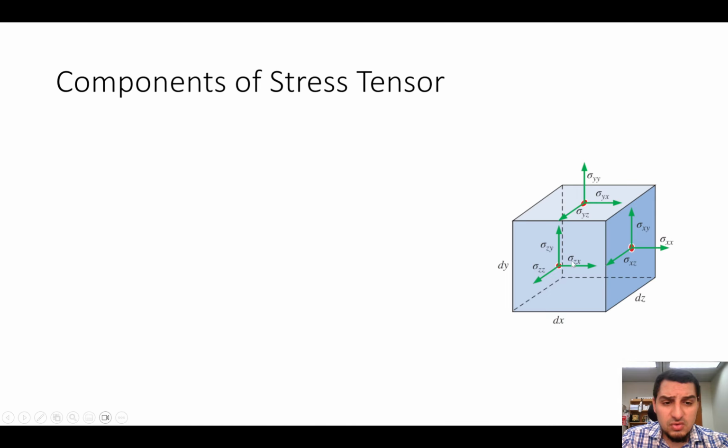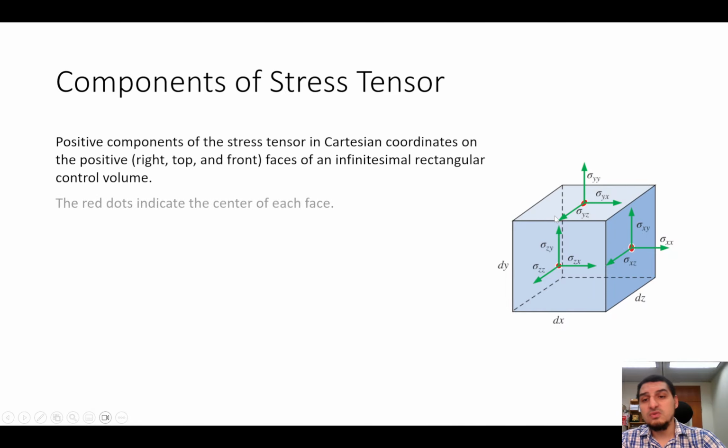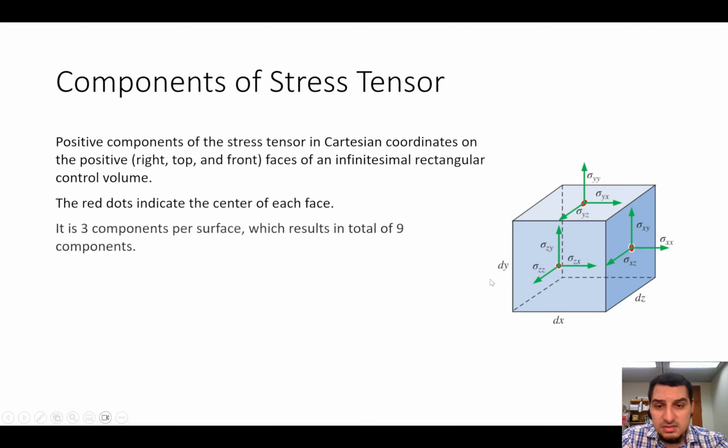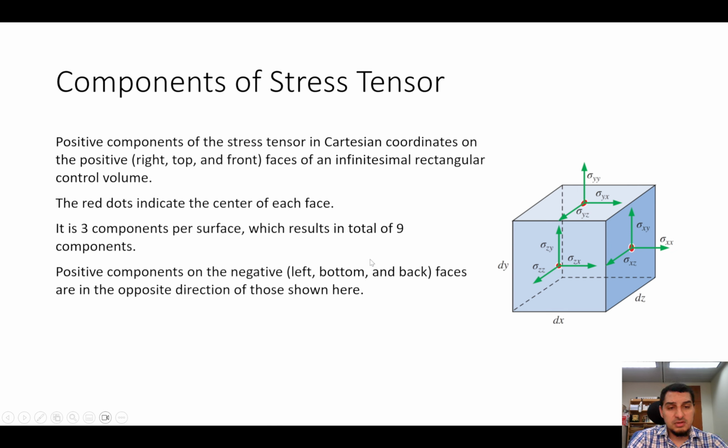For each one of them, we have a normal force and 2 tangential forces. In this case, one is parallel to y and one in the x direction. Here we have one in the z direction and one in the y direction, and the same here. Each red dot represents the center of a surface, and the 3 components per surface. So we'll have 9 components, and of course we have the same on the other 3 faces of the cube that we don't see here.